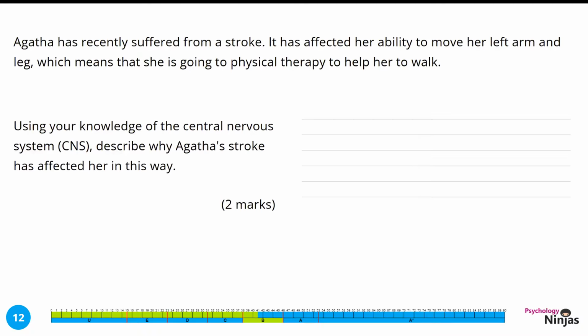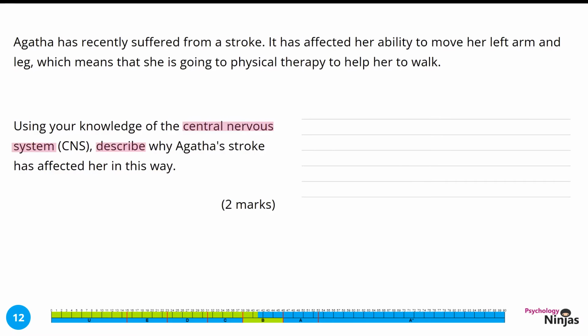Using your knowledge of the central nervous system, describe why Agatha's stroke has affected her in this way. 2 marks. Here we have the command word describe. This means we need to be detailed in how we're explaining our particular knowledge. There's some assumed psychological knowledge in this question in terms of the central nervous system. This means the brain and the brainstem.